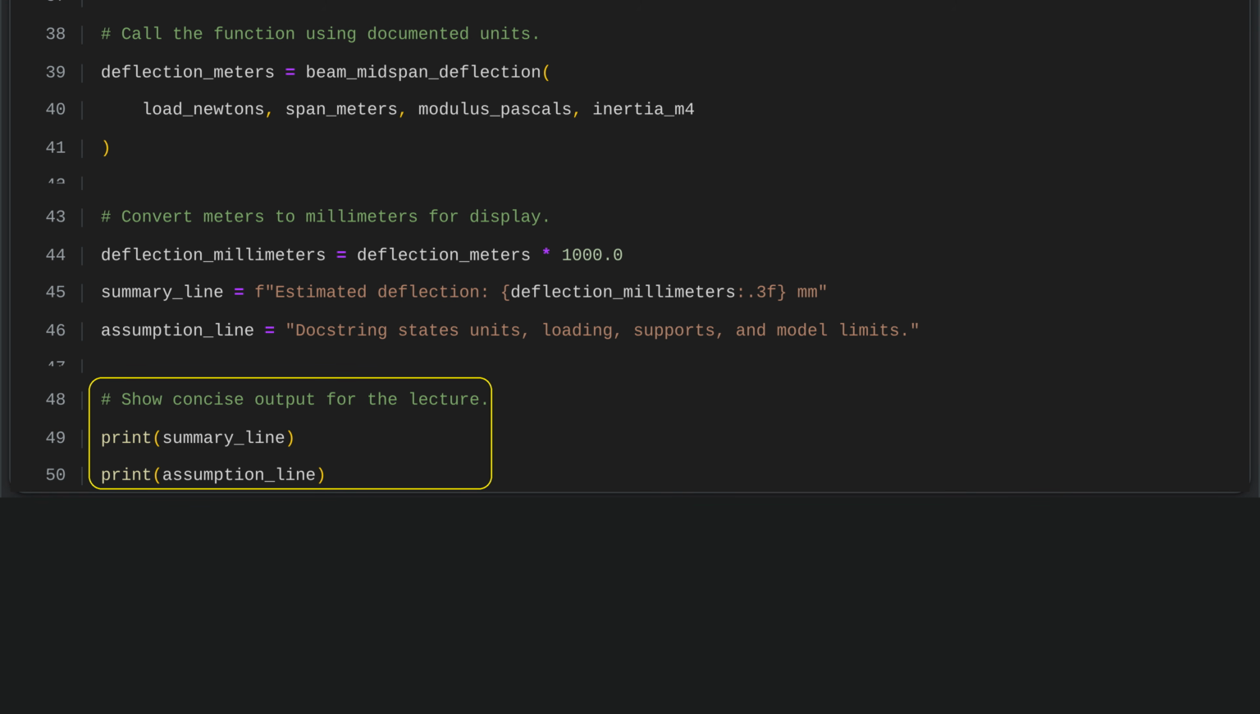The code prints a concise result showing the estimated deflection in millimeters to 3 decimal places. It also prints a brief reminder of the main assumptions, including units, loading type, support conditions, and model limits, so the result is understood in the right context.